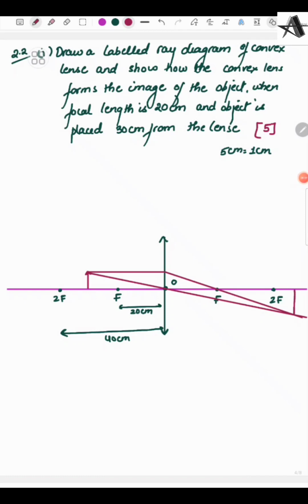And definitely when the object is between f and 2f in case of convex lens, the image formed is always real, inverted and beyond 2f, and you can clearly see here it's beyond 2f. We have to show the arrows as well, that's moving like this. Now this is our complete ray diagram.